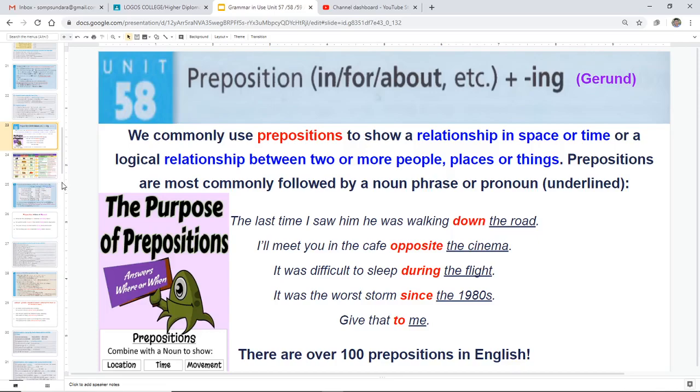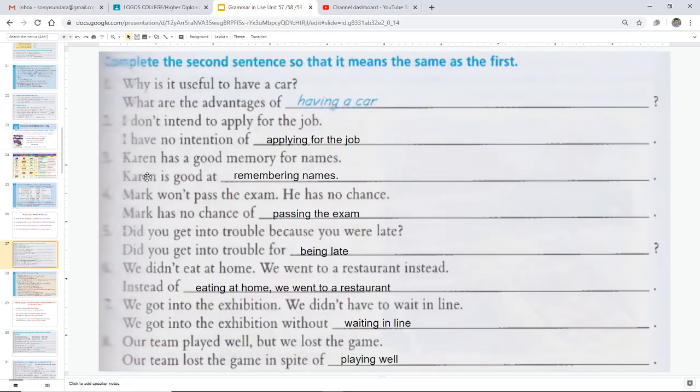Unit 58, prepositions. Remember, if a verb follows a preposition, it must be in the gerund form. All right. Here's all your answers. All right. Passing exam, being late, eating home. I don't think that was homework.